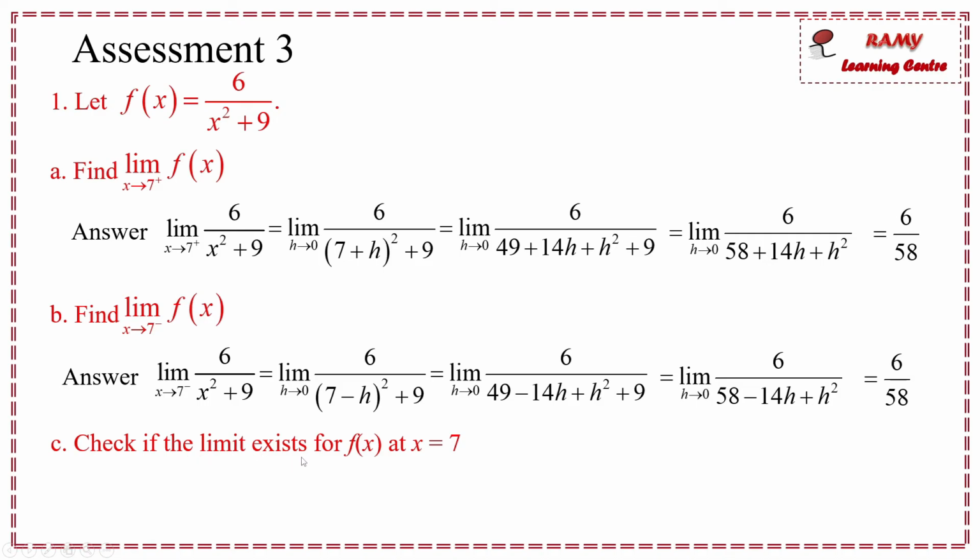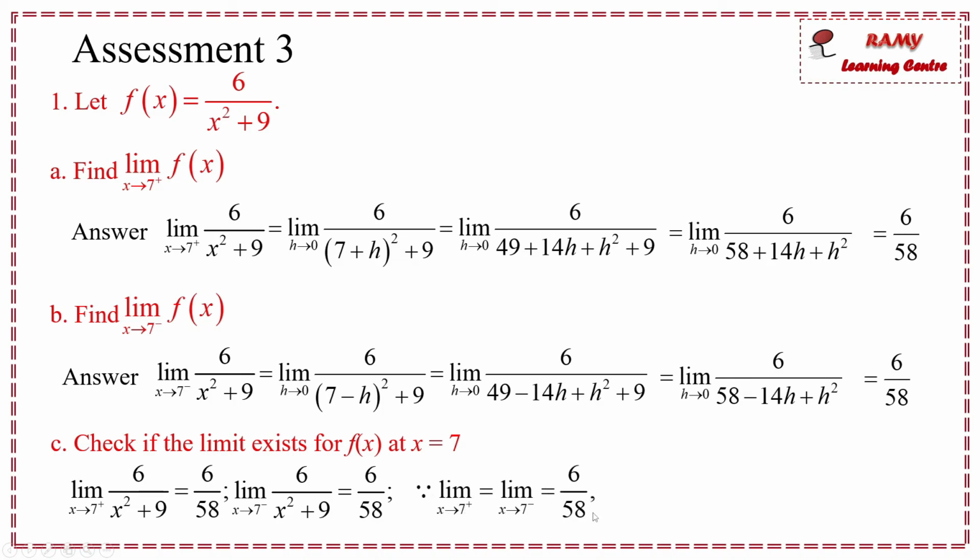Check if the limit exists for f of x at x is equal to 7. Yes, you know that limit x tending to 7 plus of 6 by x squared plus 9 is equal to 6 by 58 and limit x tending to 7 minus of 6 by x squared plus 9 is equal to 6 by 58. Therefore, since the left hand limit and the right hand limit are equal, you have the limit exists.